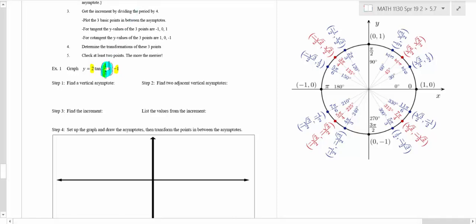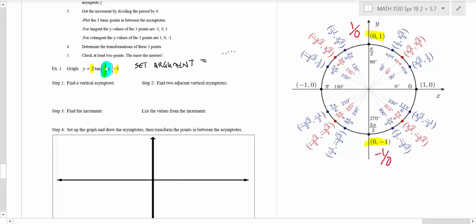So what you do is you set the argument. You've got to know what I mean by the argument. The argument is what you're doing the tangent of. It's that piece right there. So you set that equal to a place where the tangent's undefined, okay? Because we're trying to find out where this is undefined. Well, the tangent's undefined at these two places. And again, it's because the tangent's y over x, so it's undefined.